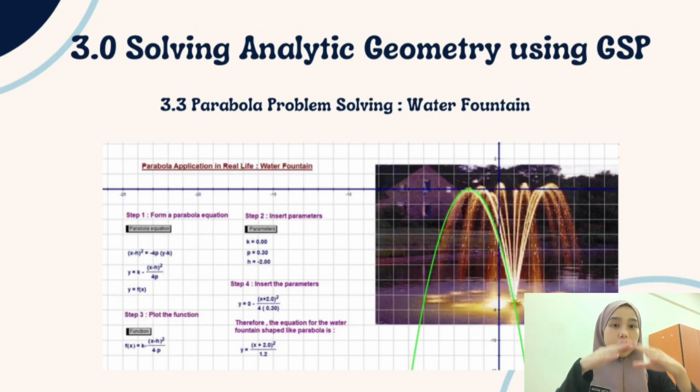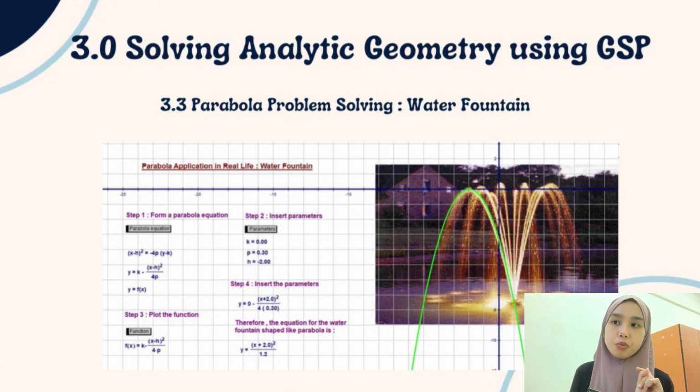The water fountain is shaped like a parabola. So the first step is we form a parabola equation. Our parabola equation is (x minus h) squared equals negative 4p times (y minus k). And then we solve it to make y the subject, and then we get y equals f(x).